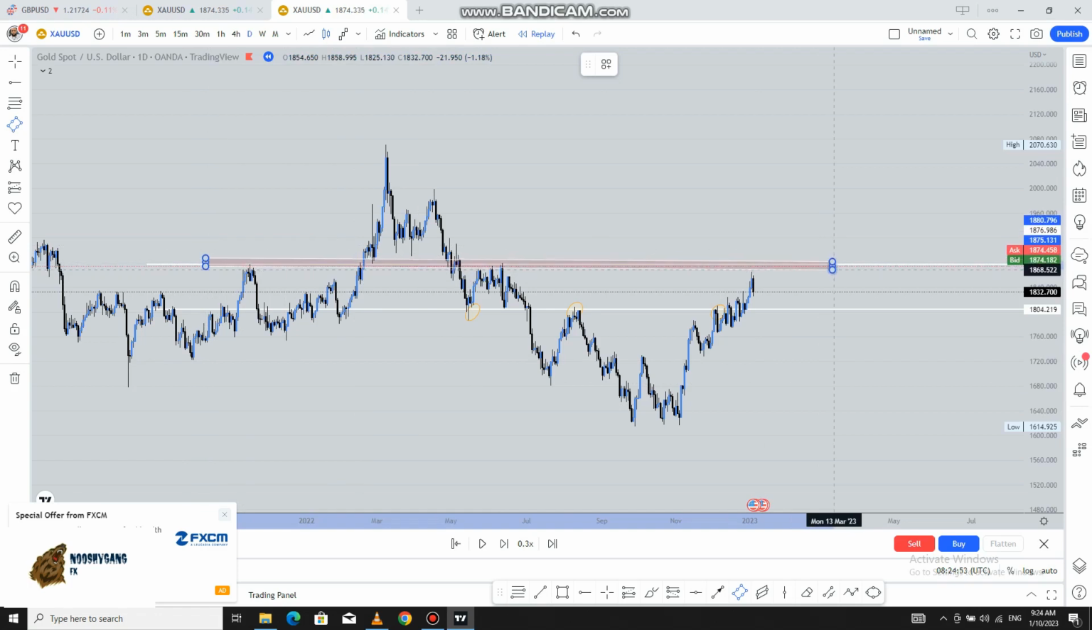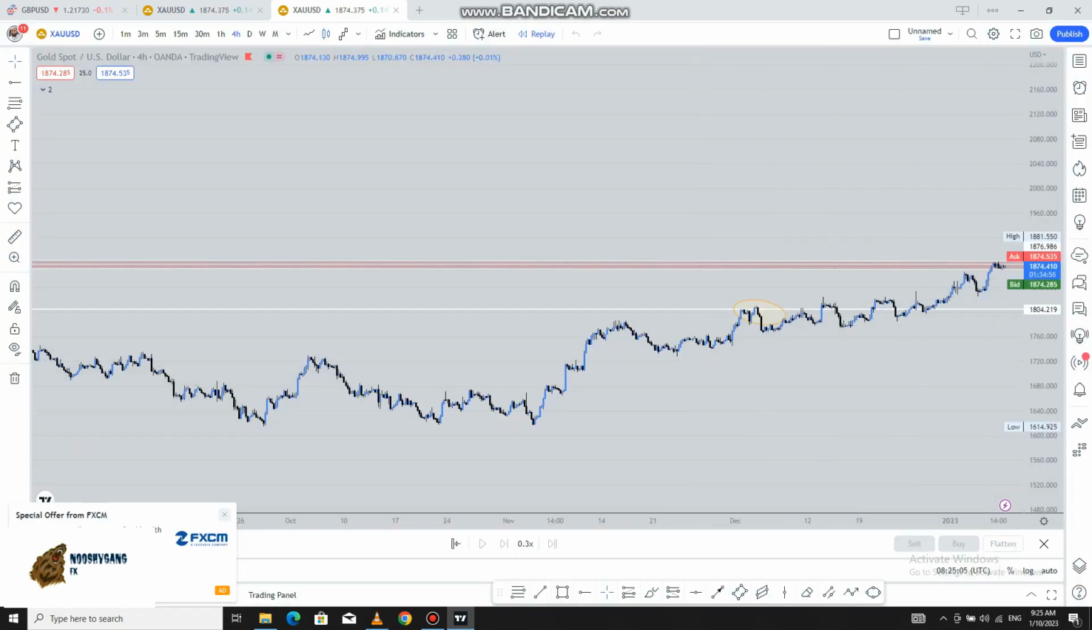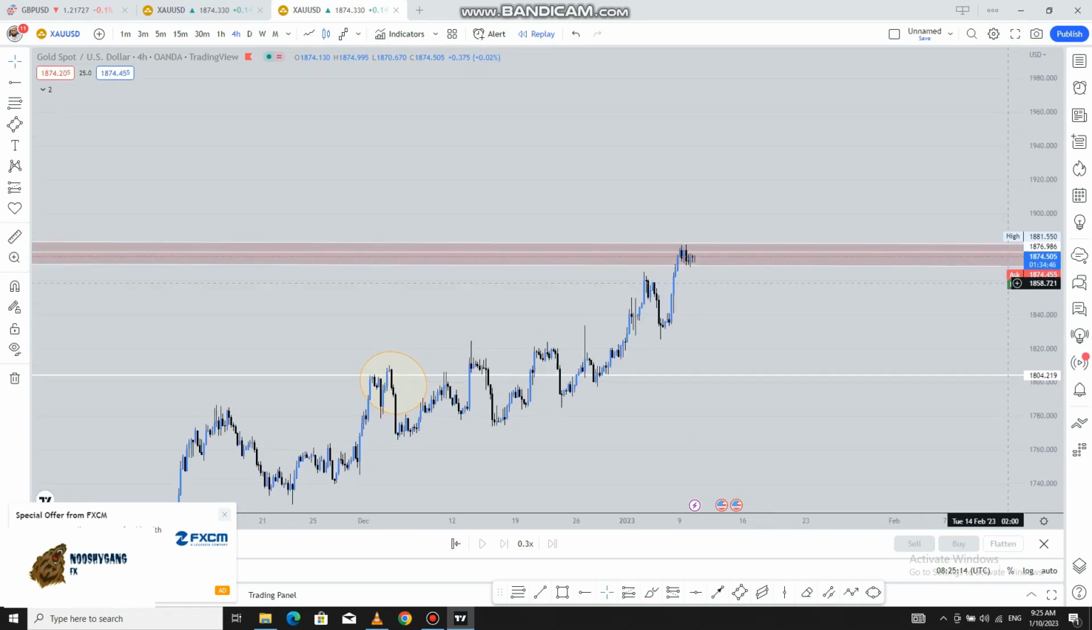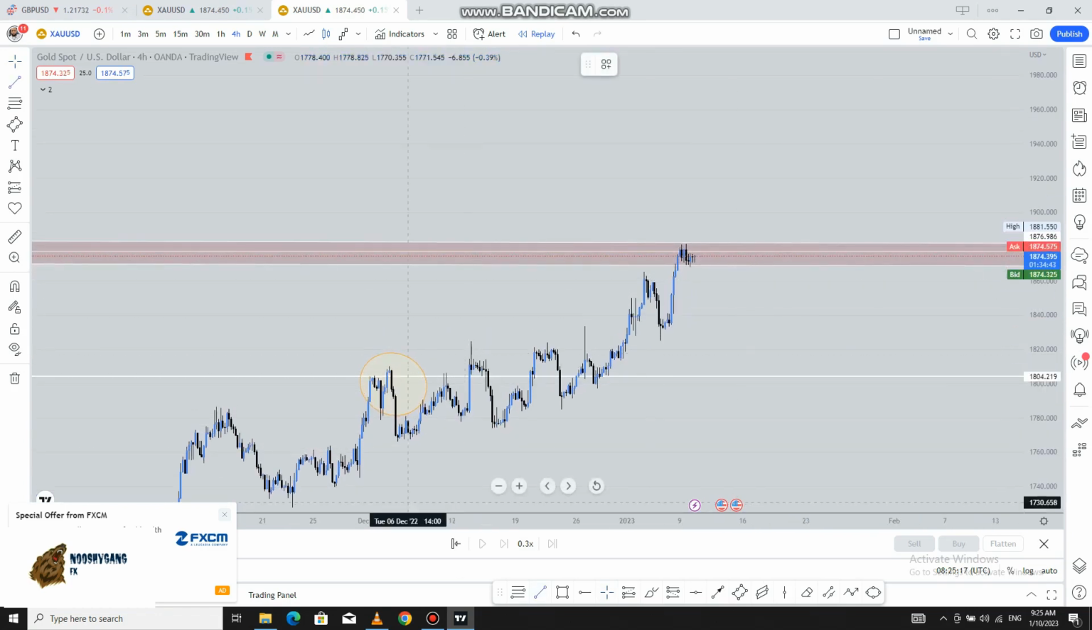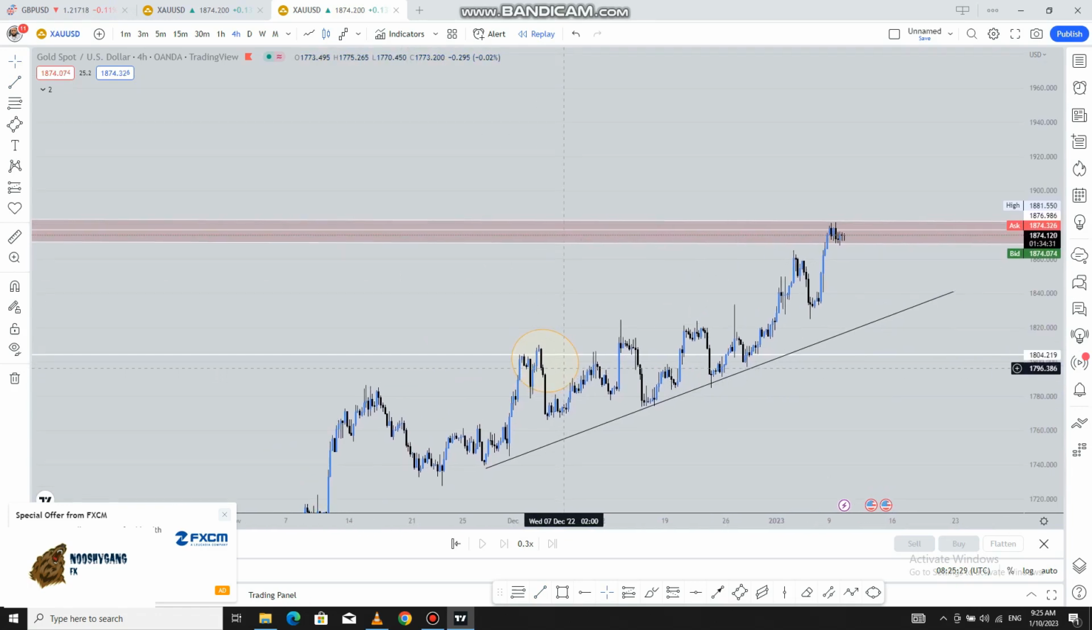Let me just do this. So I knew we were coming back to that level. What I did was I went down to my 4 hour chart, and I could still see that we are in a bullish trend. We're trending bullish. This was basically where I caught those pips right here.